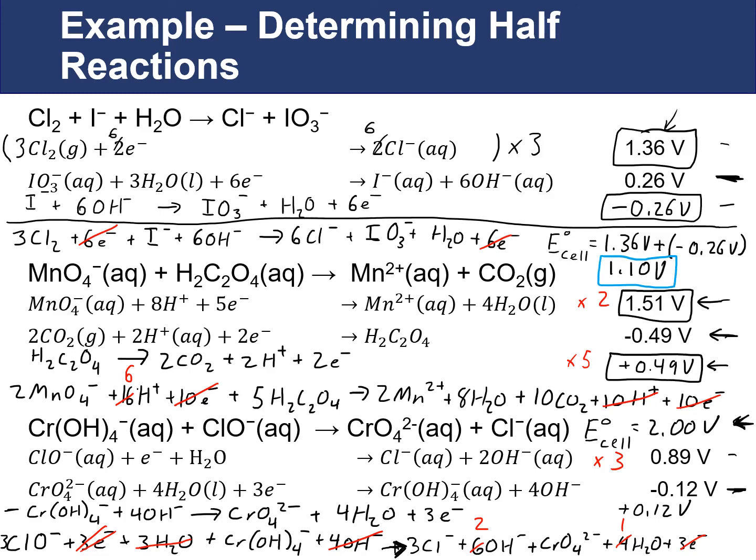Okay, so adding the two cell potentials together to get my overall cell potential, my E naught cell would be this value here plus this value here. So it would be 0.89 volts plus 0.12 volts, which would come out to be 1.01 volts.